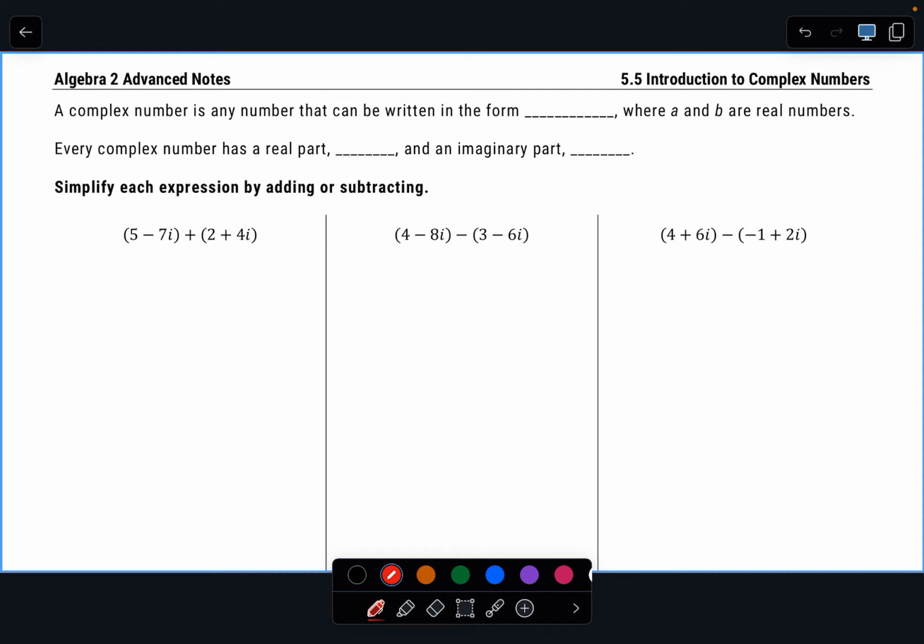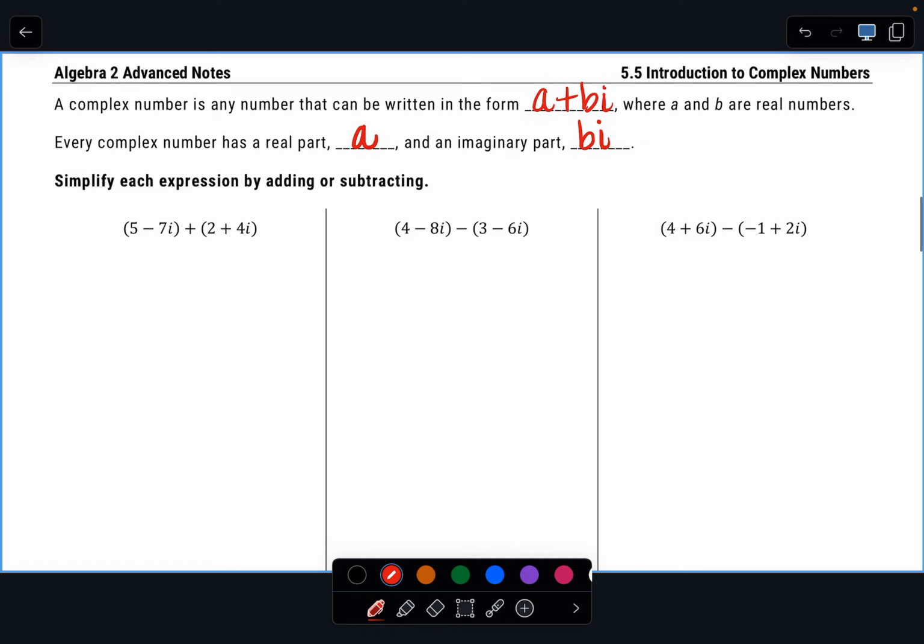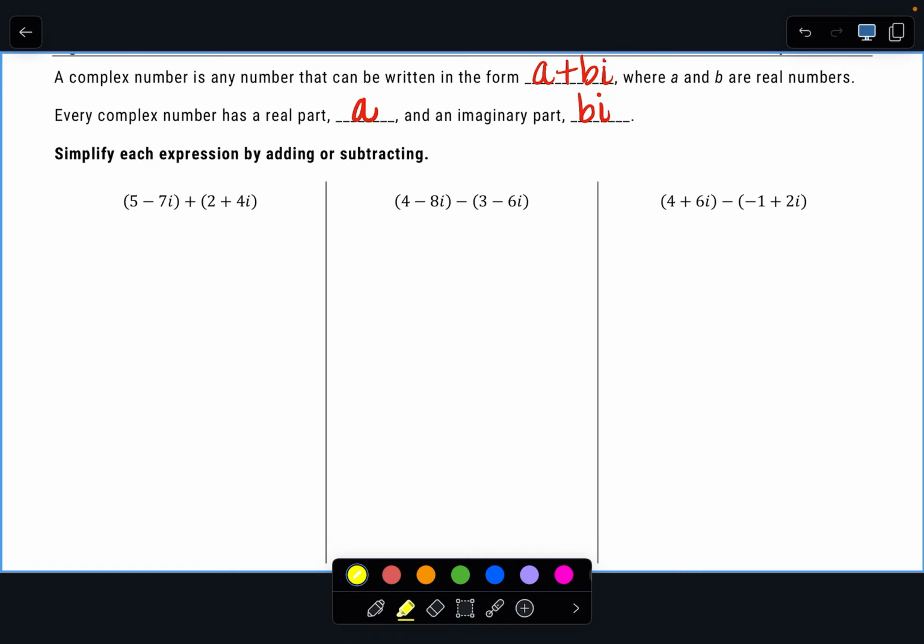Okay, so a complex number is any number that can be written in the form a plus bi, where a is the real part, bi is the imaginary part. So just what I did, the last example I used had a real part and an imaginary part. You cannot combine them together. So simplifying these expressions, pretty easy. All you have to do is look at the problem. Look at the parts that are real numbers. Look at the parts that are imaginary numbers. Those are the only 2 things that you can combine with each other.